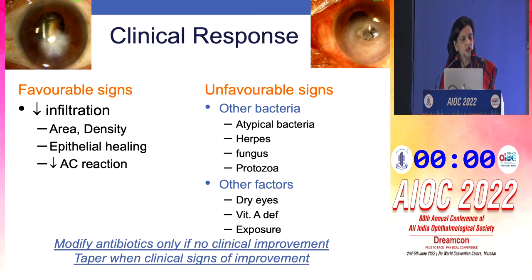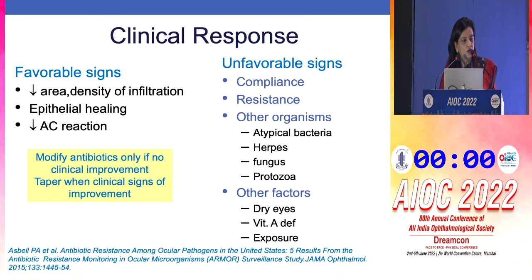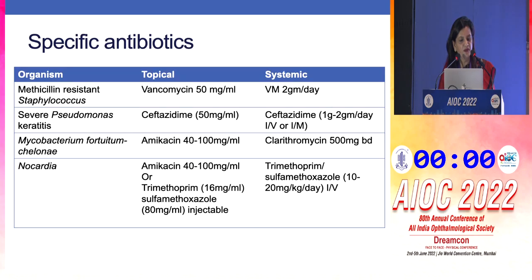Of course, the clinical response, favorable signs, would be decreasing infiltration in terms of area and density, epithelial healing, and decreased AC reaction. And whenever the ulcer is not healing, look for other organisms and other factors. So modify antibiotics only if there is no clinical improvement, and taper when the clinical signs of improvement are there.